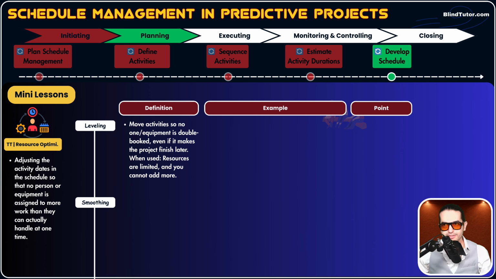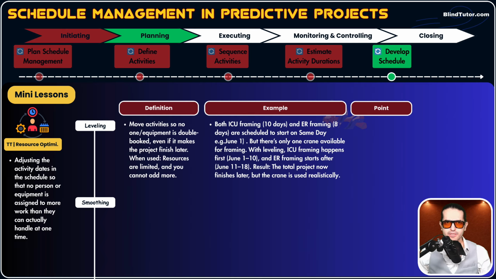Now, let's elaborate on resource leveling with an example. For example, guys, let's say we have two activities: ICU framing, which has a duration of 10 days, and ER framing, for example, which has a duration of 8 days. Both of these activities are scheduled to start on the same day, for example, June 1st. But there is only one crane available for framing. Both of these activities need a crane.